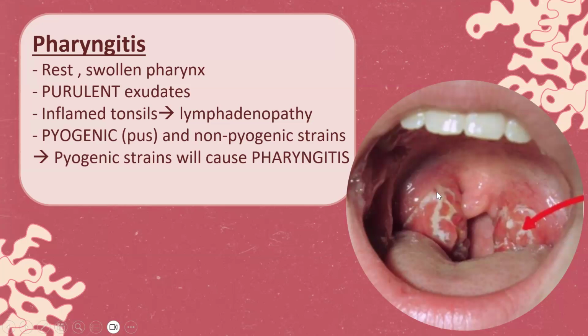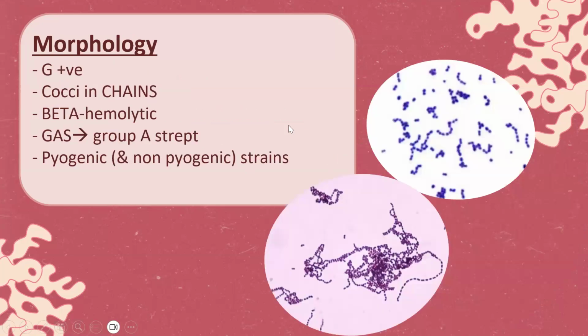Okay, how do we tell it? This should be red. I am very sorry about that, but it's red. It is swollen. It has purulent exudates, and it has inflamed tonsils. And yeah, that's pharyngitis. Okay, now the morphology of S. pyogenes is that it is gram-positive, so it is purple.